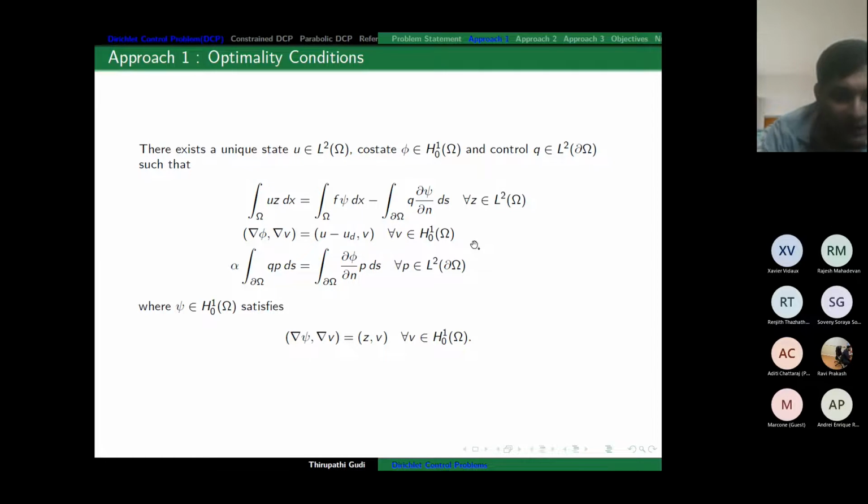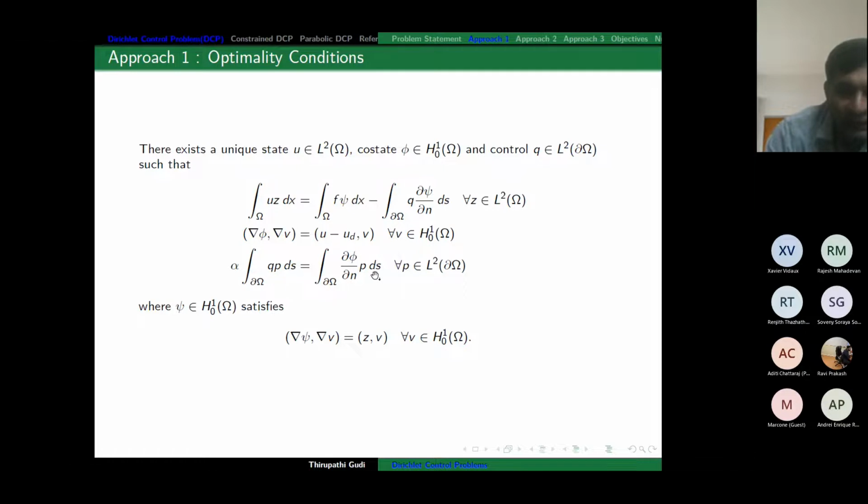H_0^1, I think I don't have to introduce for this audience, which is, if you don't know, square integrable functions whose weak derivative is L2 and having zero boundary condition. And you see the third condition is coming from the optimization, that the U and Q are minimizing the cost functional. So this is the relation between the adjoint state and the control Q.